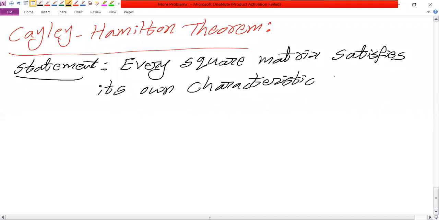What is the characteristic equation? Determinant of A minus lambda I is equal to 0.